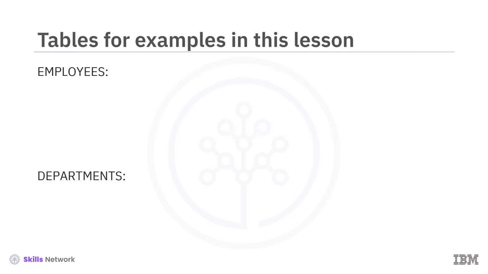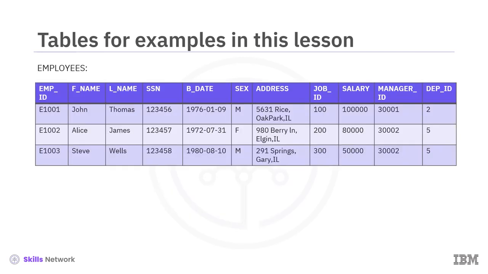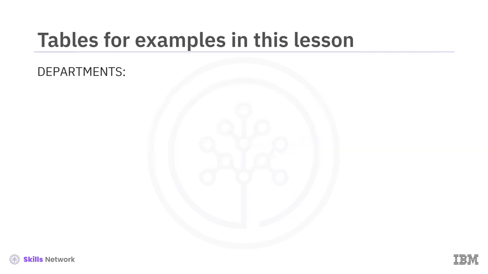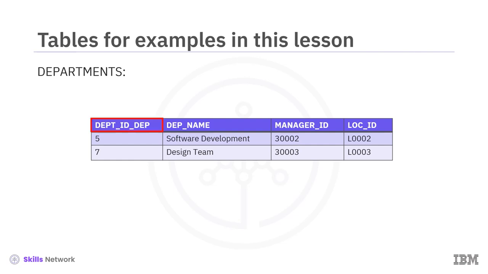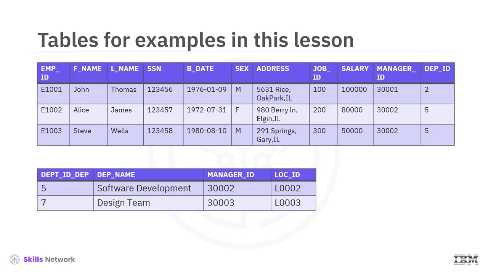Let's consider the employees and departments tables from a previous video. The employees table contains several columns for categories such as employee ID, first name, last name, and salary, to name a few. The departments table contains a department ID, department name, manager ID, and location ID. Some sample data from these tables is shown here. We will utilize these tables for the examples in this video.